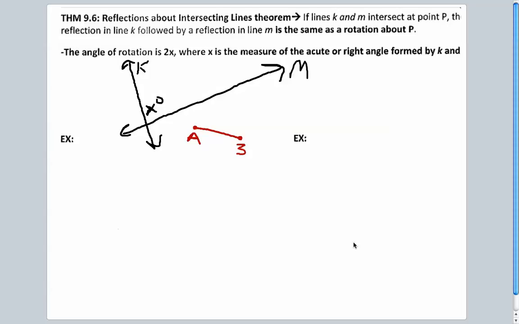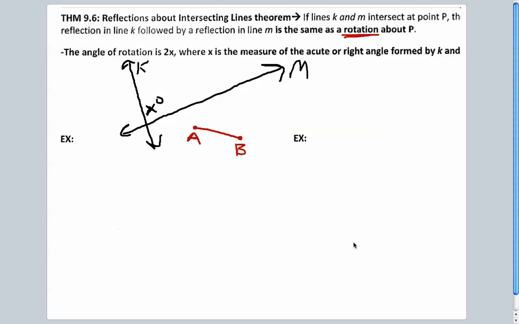Okay, so let's actually do this now. What I want to do is take AB, and we're doing two flips, two reflections. And then what the theorem says is that the result is the same as a rotation. So the result of this will be the exact same thing as just rotating, and I think you'll see that happen pretty quickly here.